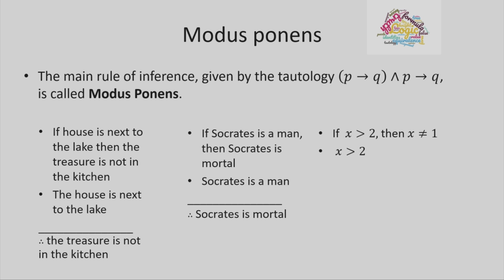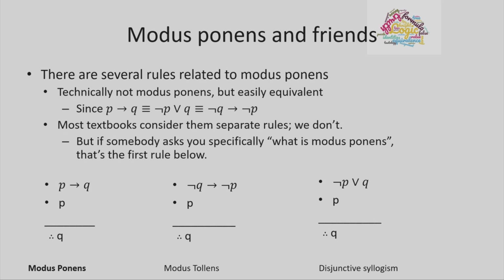And let's do something a bit more mathematical. If x is greater than 2, then x is not equal to 1. That's true. Let's take that x greater than 2 is true. Then we can infer that x is not equal to 1 in one single step given by this useful rule, useful tautology called modus ponens.